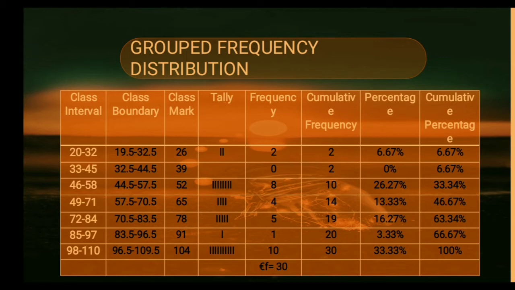Lastly, to get the cumulative percentage, do the same thing as when we get the cumulative frequency. The first number in the percentage should be the first in the cumulative percentage, and add it to the second percentage. To make sure that the answer is correct, the total percentage must be the last percentage in the cumulative percentage. And this is the grouped frequency distribution.